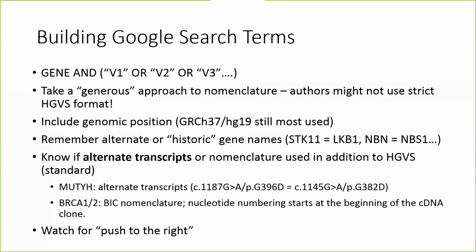Likewise, alternate transcripts or different historic nomenclatures might be used in addition to HGVS, especially in older literature, which sometimes gives you the best clinical information on a variant of interest. For MUTYH, there are alternate transcripts. For BRCA1 and 2, there's separate nomenclature that the BIC consortium used to use when they were first describing BRCA variants. I'll talk you through a little bit of examples for those as well. And then we also want to watch for an issue called push to the right, which I've got a whole slide on coming up.